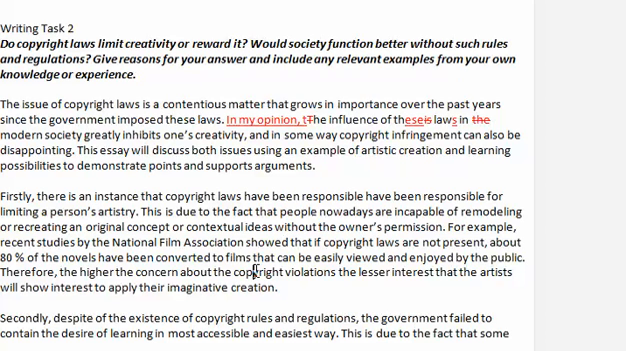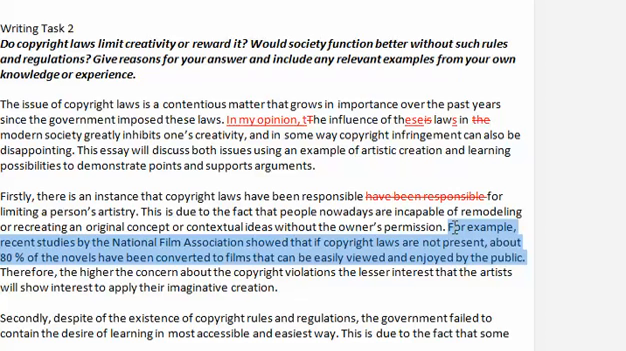Firstly, there is an instance that copyright laws have been, okay, so there's a repetition there, just delete that, for limiting a person's artistry. Good vocabulary. This is due to the fact that people nowadays are incapable of remodeling or recreating an original concept or contextual ideas without the owner's permission. Lovely vocabulary and grammar. For example, recent studies by the National Film Association showed that if copyright laws are not present, about 80% of the novels have been converted to films that can be easily viewed and enjoyed by the public. Okay?